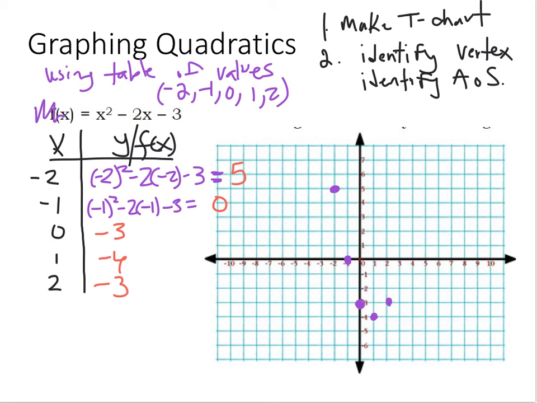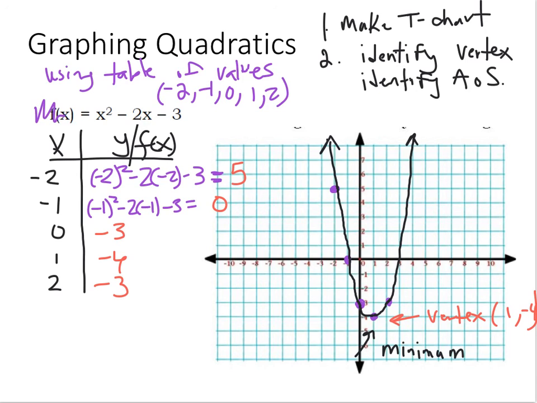Now I don't have a complete idea here, but I can identify that this is probably going to be a minimum. If you notice, as I go from left to right, my values start to decrease, so they would start coming down this way, and then all of a sudden they're going to go back up. They're going to look like this. Now I can identify the vertex and the axis of symmetry. First of all, my minimum is also my vertex, which has an ordered pair of (1, -4). So one of my values that I use is going to end up being my minimum.